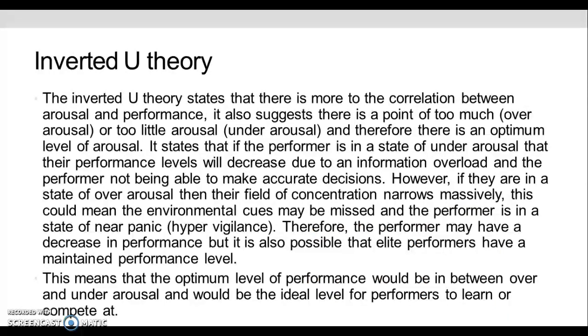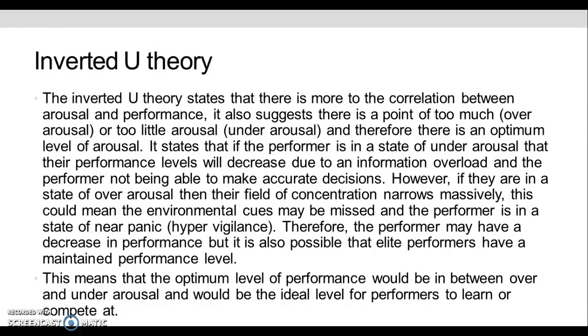Inverted U theory. The inverted U theory states that there is more to a correlation between arousal and performance. It also suggests that there is a point of too much, which is known as over-arousal, or too little arousal, which is under-arousal, and therefore there is an optimum level of arousal. It states that if the performer is in a state of under-arousal, the performance levels will decrease due to the information overload and the performer not being able to make accurate decisions.